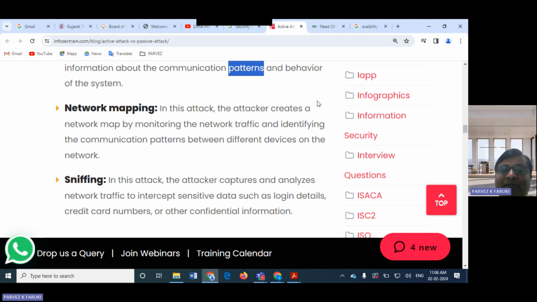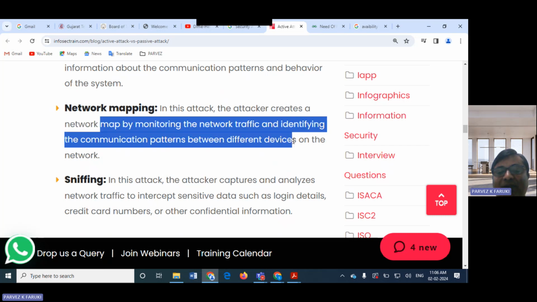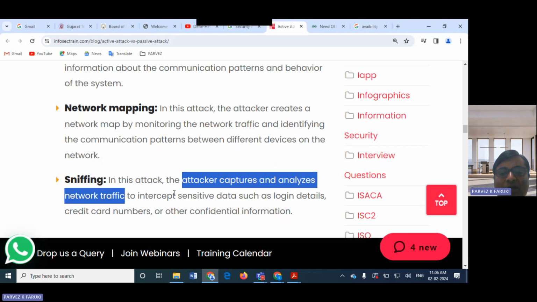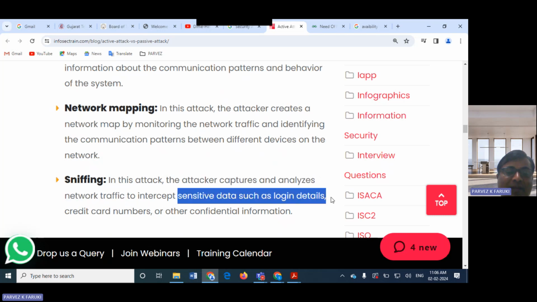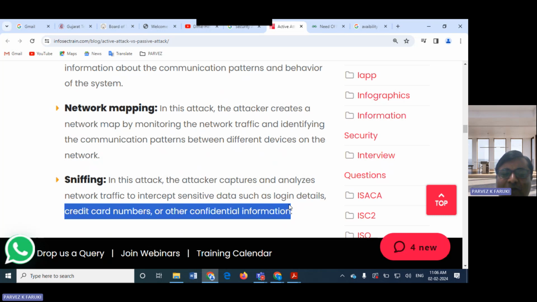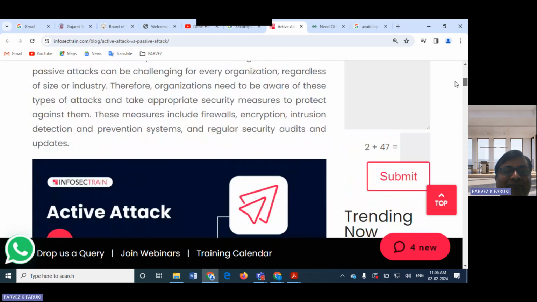You do network mapping. The attacker creates a network map by monitoring the traffic and identifying communication patterns between different devices. So you are trying to know more about the target whom you are going to attack. Additionally, you can deploy sniffers. There are programs called sniffers that can capture and analyze network traffic to give you information about login credentials, your addresses, your biometric information, or any confidential information that may be useful in the future. Now let's go to active attacks.